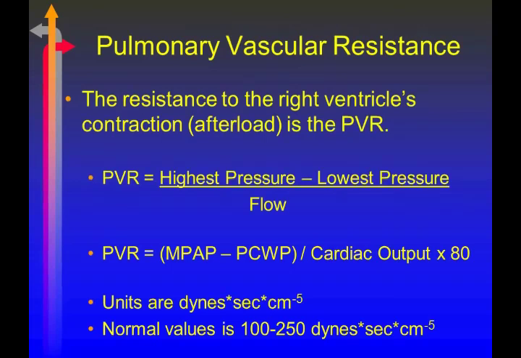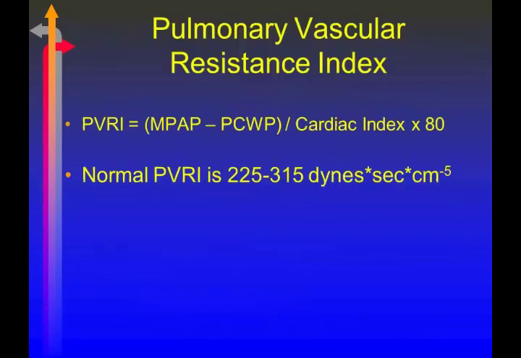Pulmonary side, same thing. High point minus low point divided by the cardiac output times 80. You can see this pulmonary vascular resistance is but a mere fraction of the systemic vascular resistance. It's a very low pressure system, and you can index that value also.